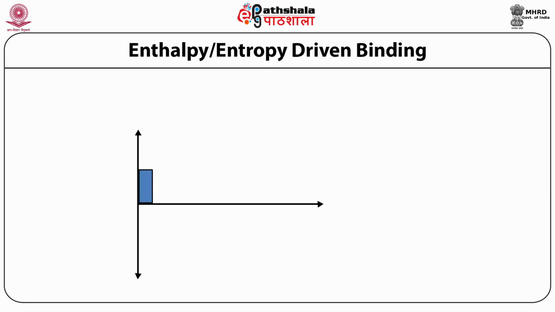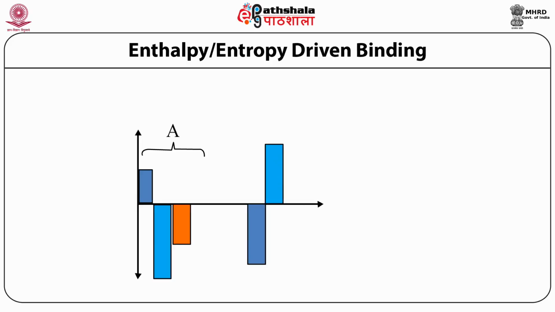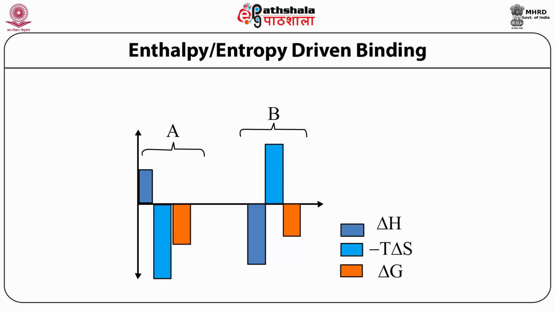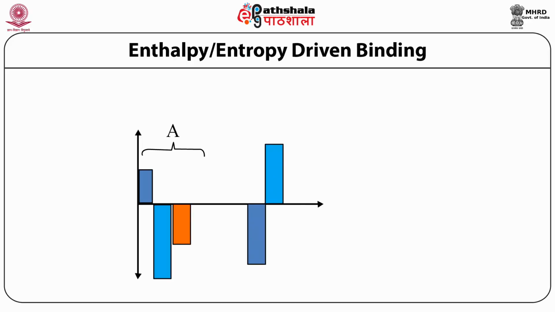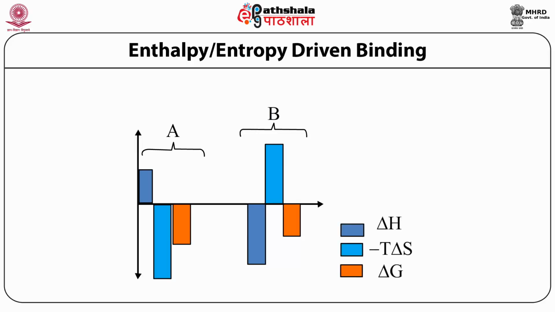When delta G is negative due to the entropy component, which is your scheme A, you can see in scheme A delta H is positive. So delta G is negative because minus T delta S is more negative compared to delta H. So it is the entropic component which makes delta G negative. And that's why scheme A is basically for an entropy driven process.